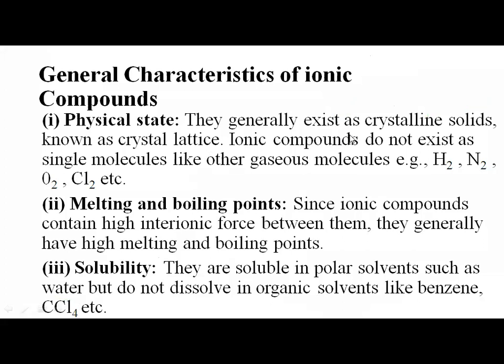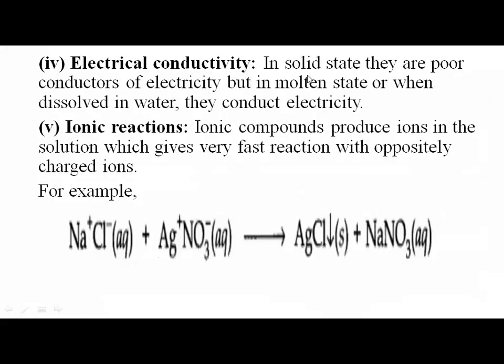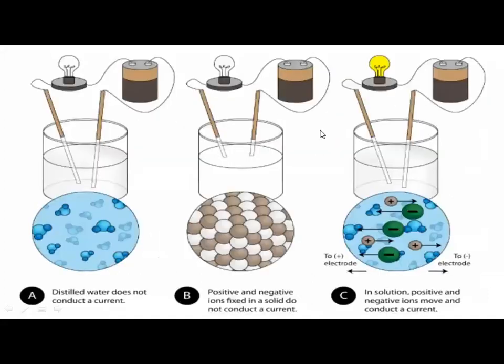Okay. Next, electrical conductivity. In solid state, they are poor conductors of electricity, but in molten state or when dissolved in water, they do conduct electricity. I can show you this here. So another characteristic property of ionic compounds is electrical conductivity.